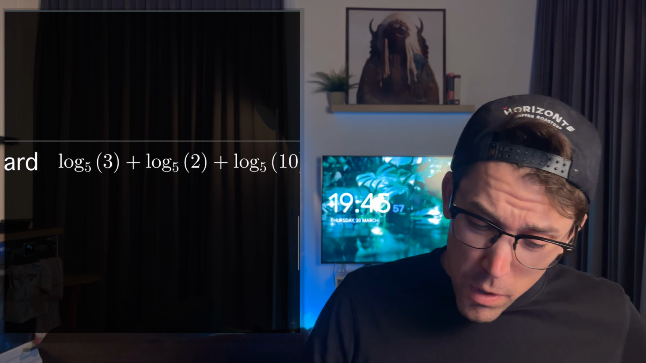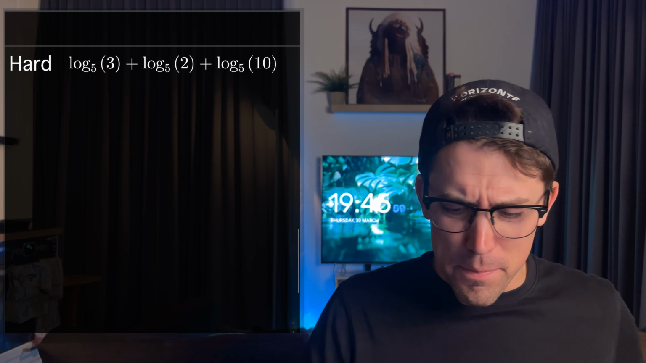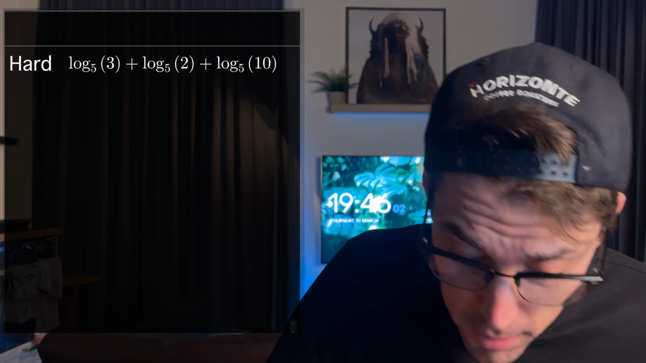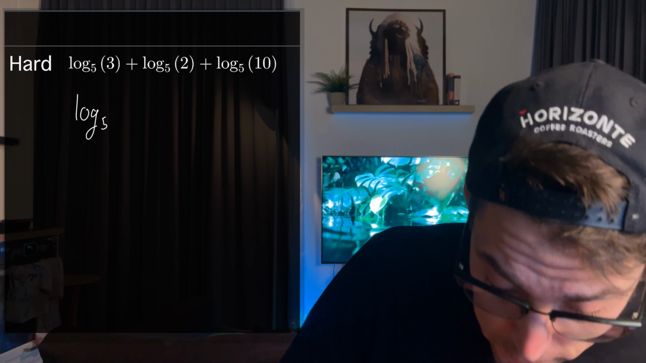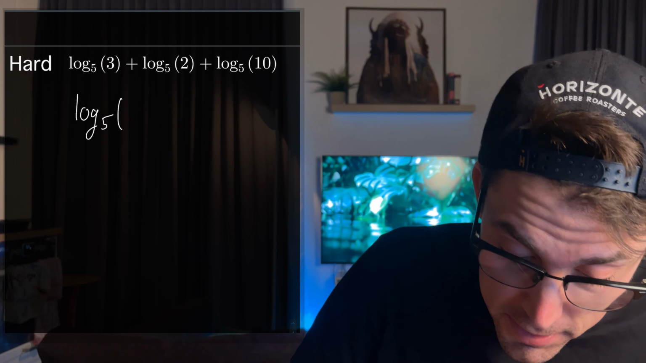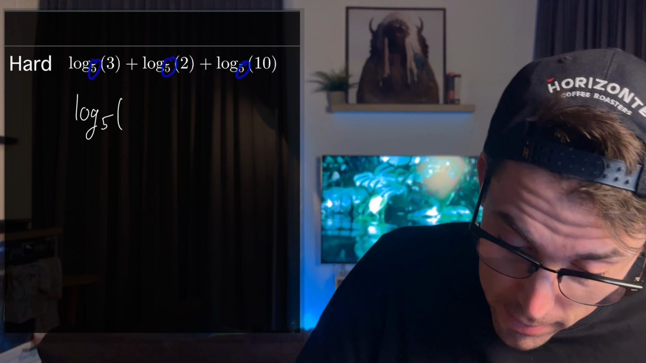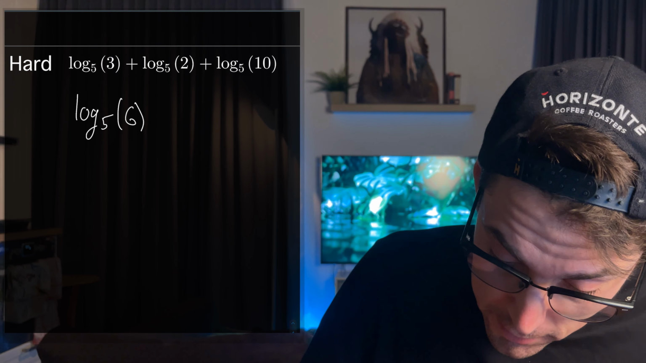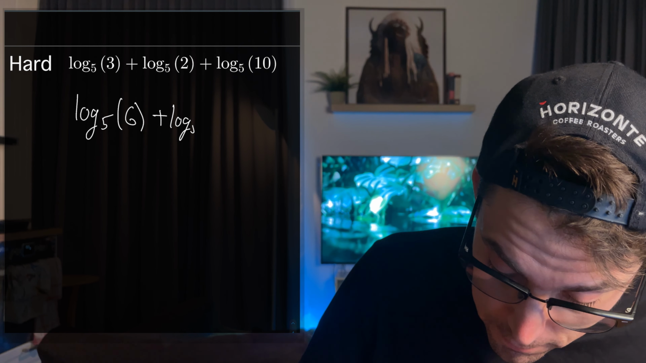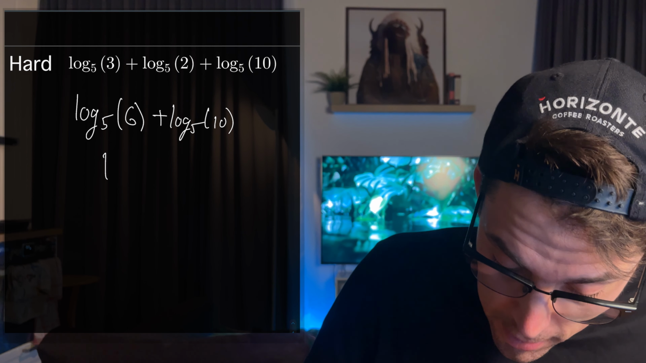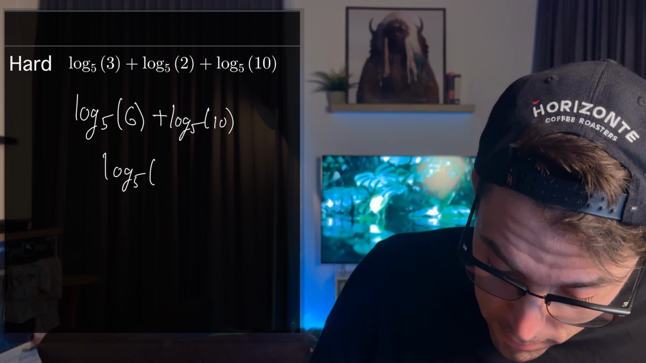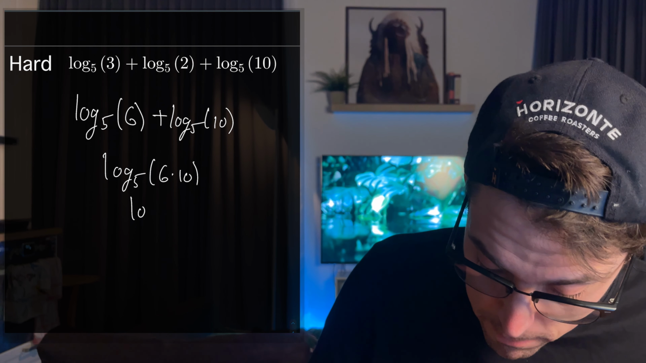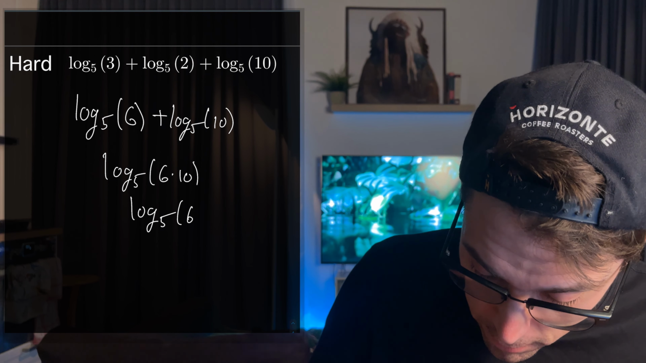And if I take a look at one that's a little bit harder, again, this is the same exact concept. I can have all of this written as one log because I have the same base. So I could have log base 5 of 3 times 2, that's log base 5 of 6, plus log base 5 of 10. That would now be log base 5 of 6 times 10. That's going to give me log base 5 of 60.